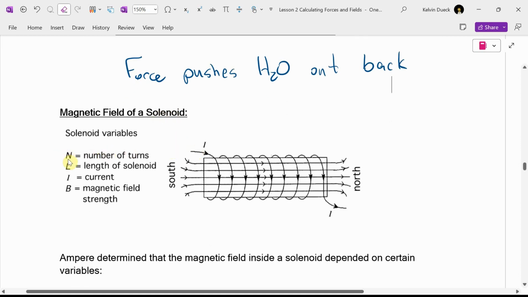First of all, you need to know capital N. That's going to be the number of turns of wire around the solenoid. L is how long the solenoid is. I is how strong a current you're running through the wires. And B is the magnetic field that you get.